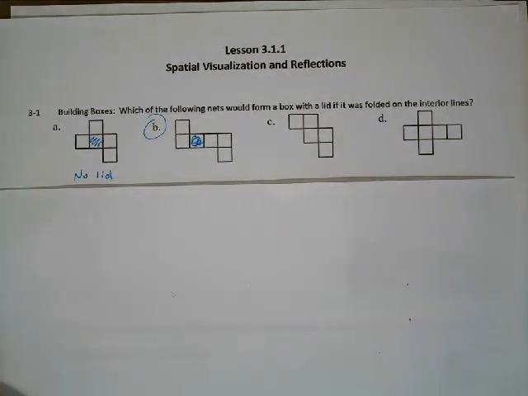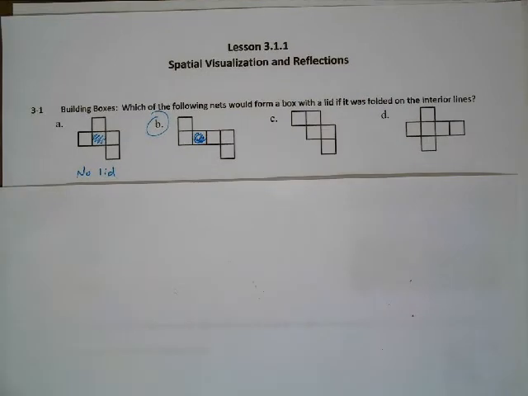Look through C and D and see if you can figure out which ones of those are going to give you a box with a lid. I'll go ahead and pause in 3, 2, 1.